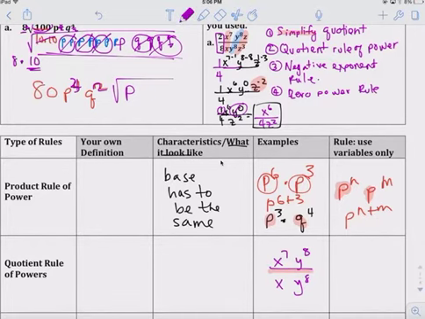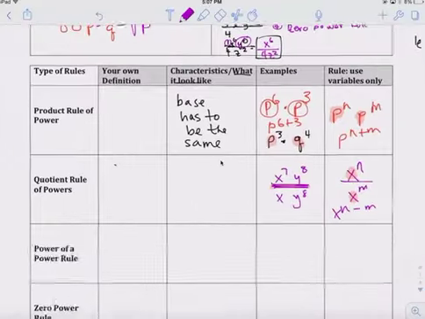So what does it look like? You may want to say it has a division bar. The fraction bar is a division bar. And the base has to be the same to subtract. It's your own definition. So here would be x to the n over x to the m. You can use any variable you want, and then you go x to the n minus m. That's what you would do.